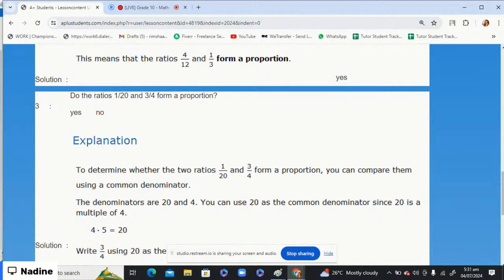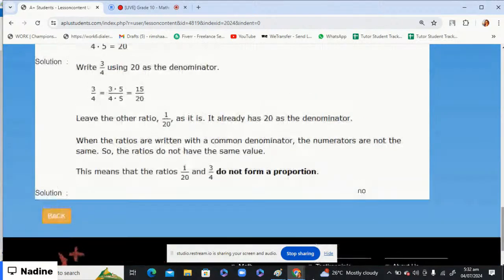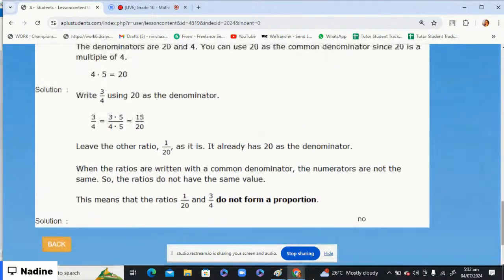So which common denominator are we using? We are using 20 as a common denominator because 20 is greater. 20 is also a multiple of 4. So we multiply 3 by 4 with 5, and in this way we make the 20. So multiply the numerator as well as the denominator by that number, 5. So 5 times 3 is 15 and 5 times 4 is 20. But here it is 1 by 20, so it means that our answers are not the same. So we can say that these two ratios do not form a proportion.